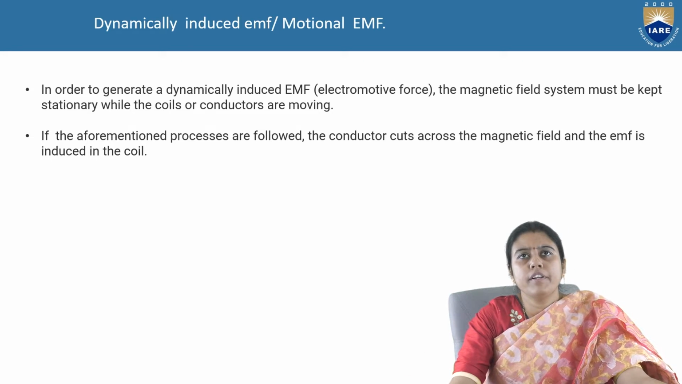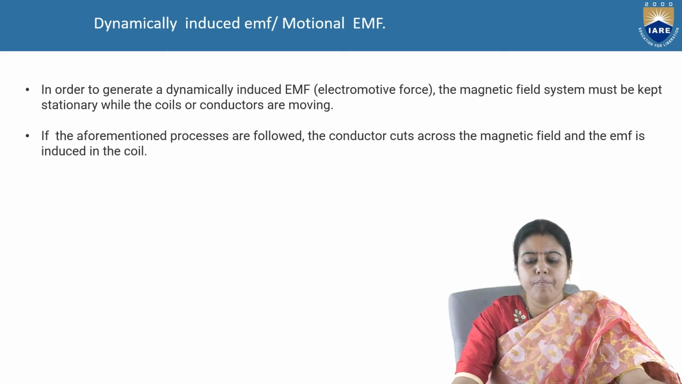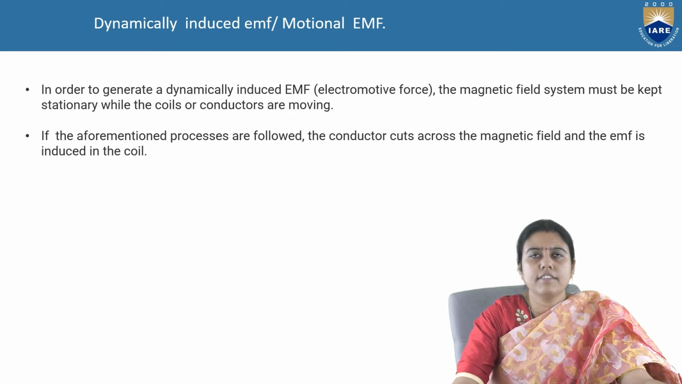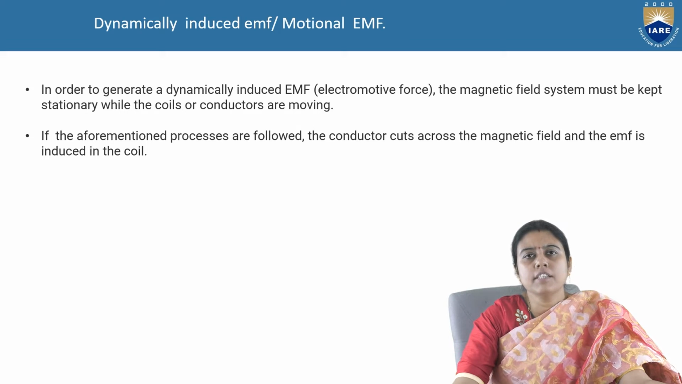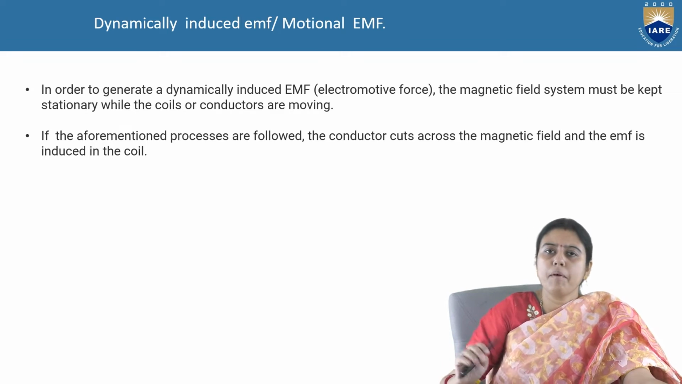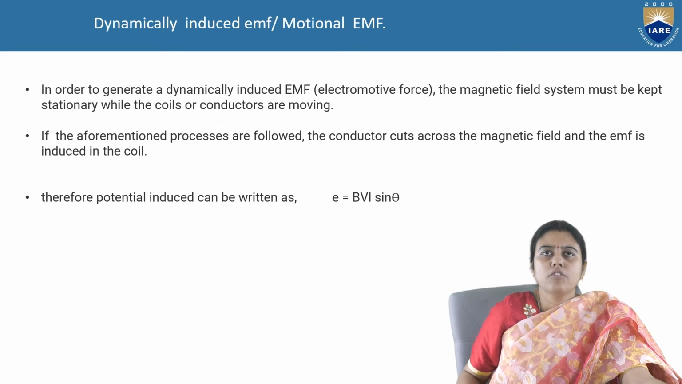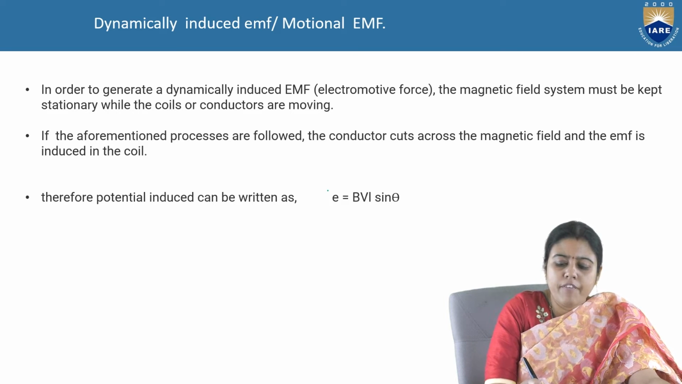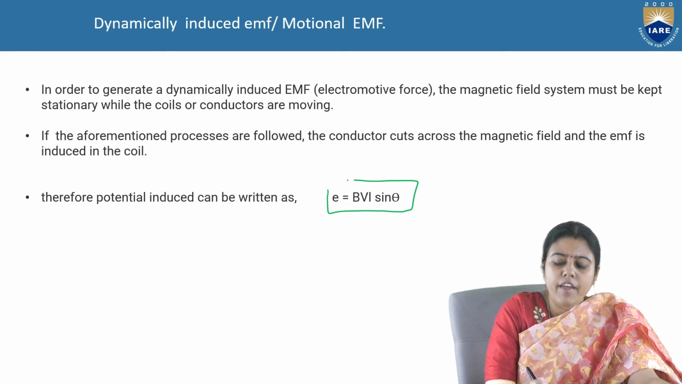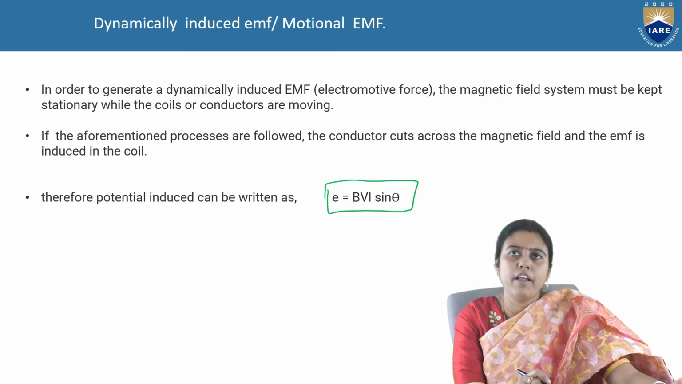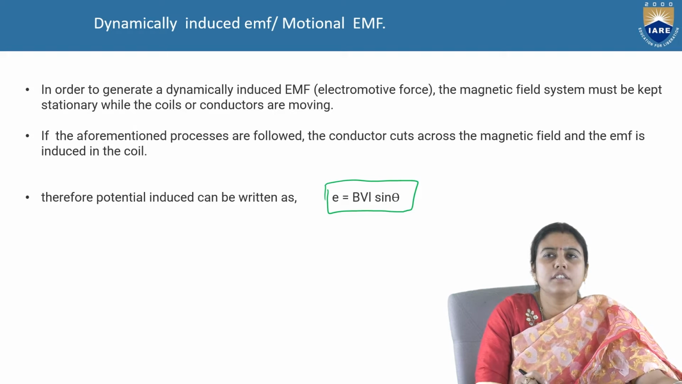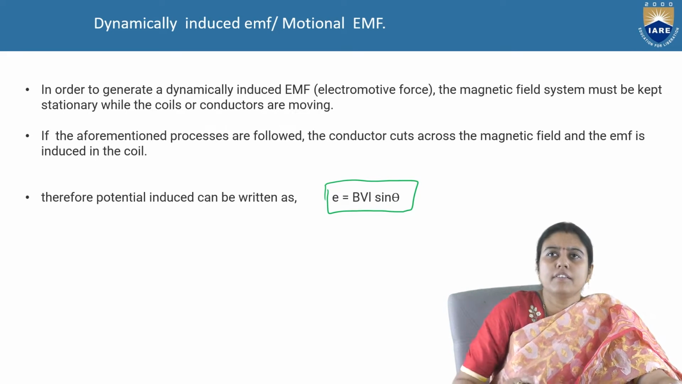If the aforementioned process is followed, the conductor cuts the magnetic field, there is a rate of change of flux, and as a result some EMF will be induced. So what is the EMF? The EMF value is B L V sin theta. The maximum value which is induced in this case can be written as E = B L V sin theta.